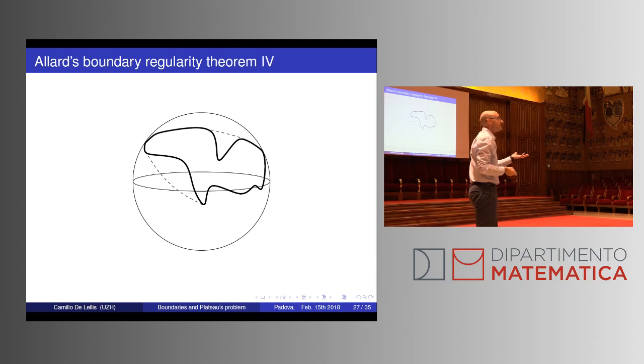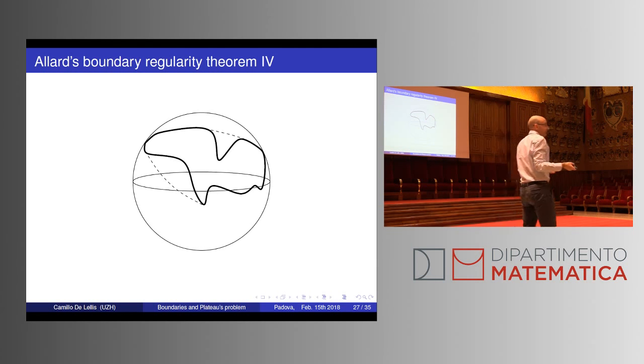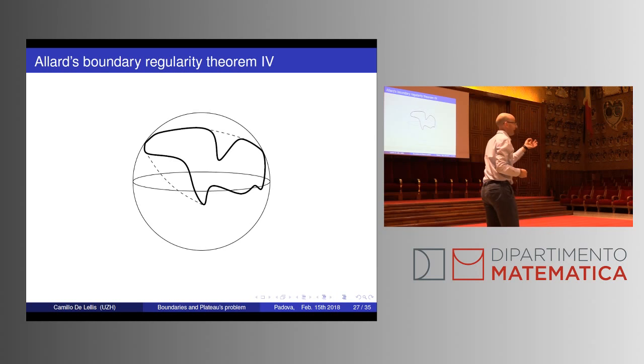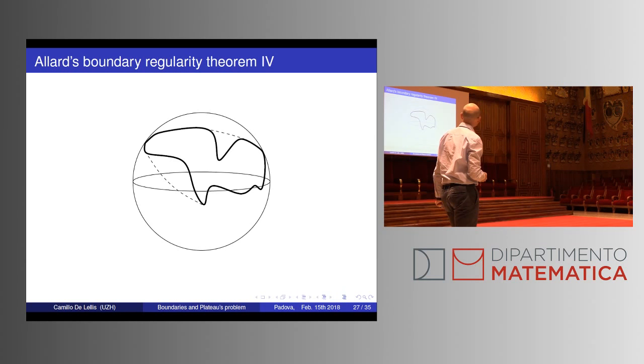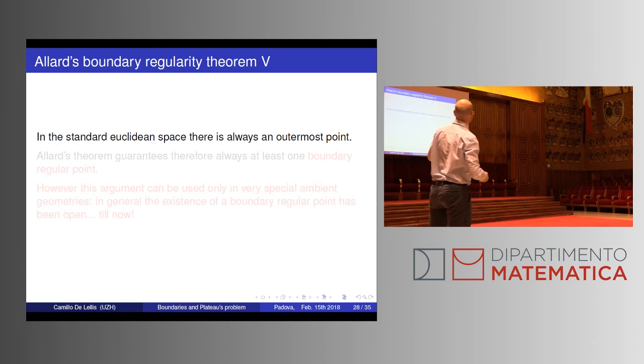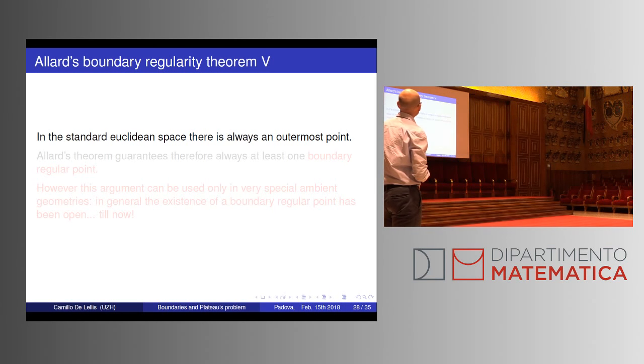So now this means in our situation, in the classical Euclidean space, I know that there is at least one boundary regular point by Allard's theorem. So in the standard Euclidean space, there is always an outermost point, and Allard's theorem actually guarantees that that point is a boundary regular point. That is the upshot.